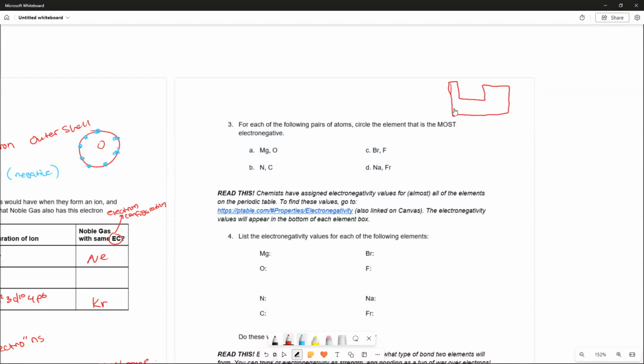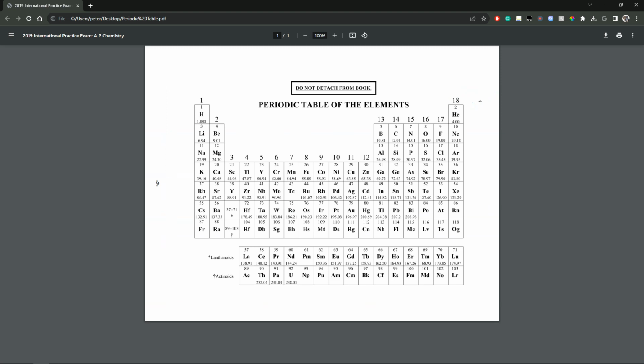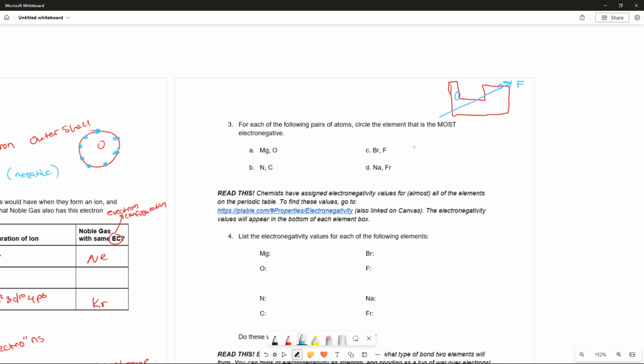Our trend is going to increase up and right and stop at fluorine, right? Electronegativity, we know that. So if magnesium's here and oxygen is all the way up here, obviously oxygen will have a greater electronegative value than magnesium. All it's asking is circle.